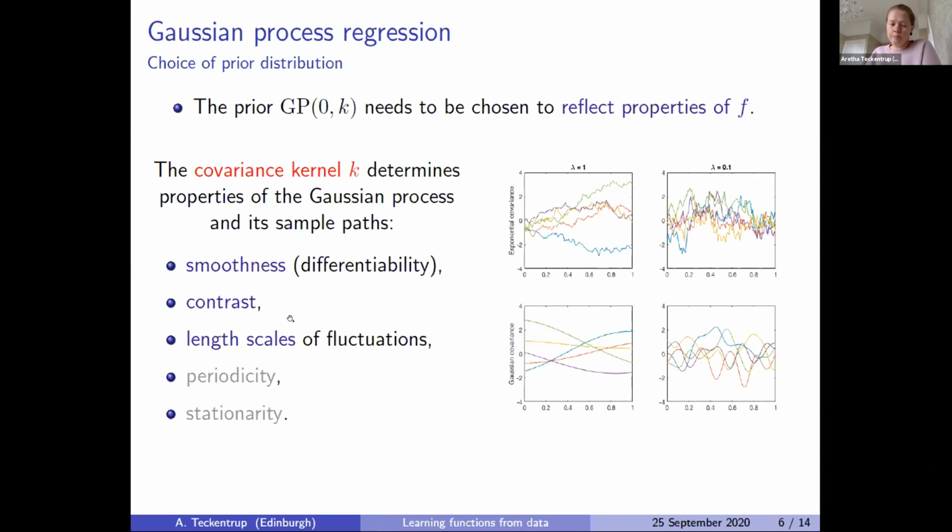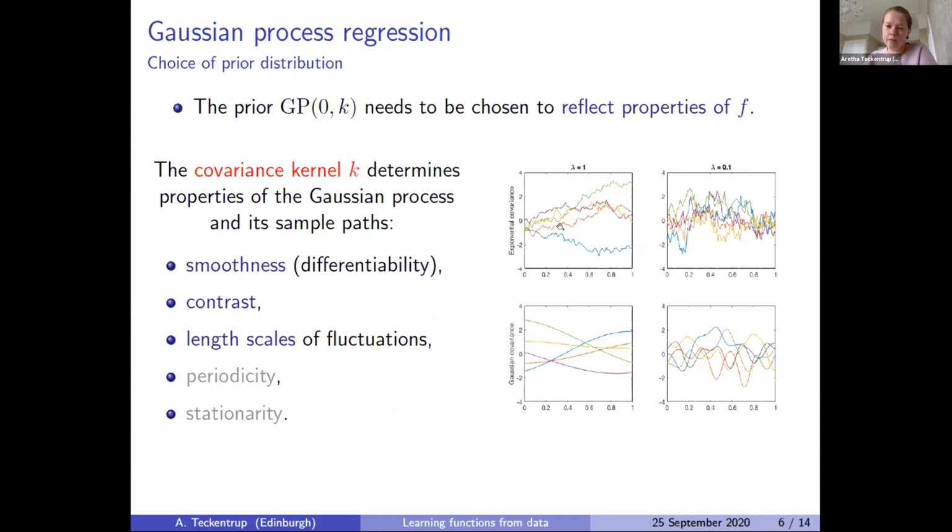The prior that you choose, or in particular the covariance kernel K that you choose for the prior, also governs the contrast. By contrast, I mean the amplitude of the fluctuation, so kind of where it lies on the x-axis, so how big the fluctuations are that you get. There's also the horizontal length scale, so the length scale of the fluctuations. That is related to how many oscillations or how many fluctuations you expect.